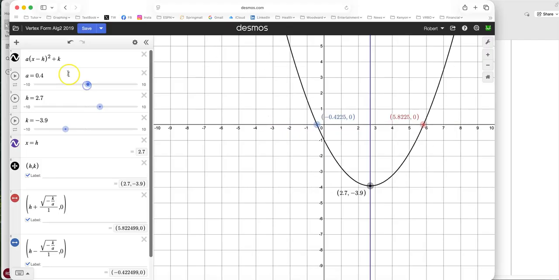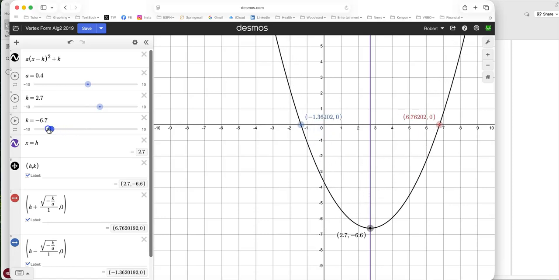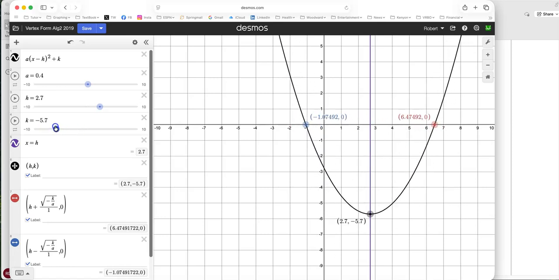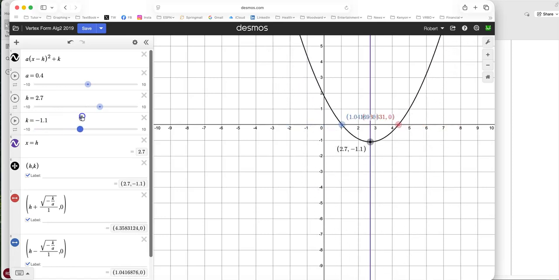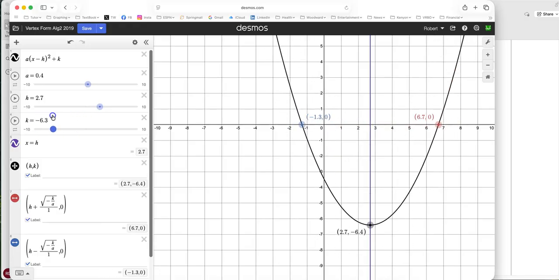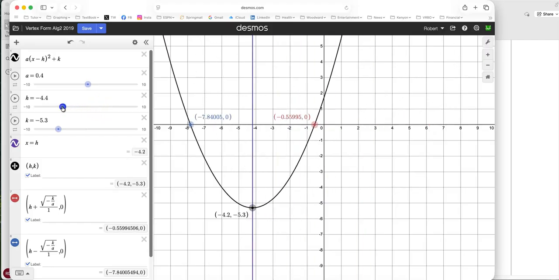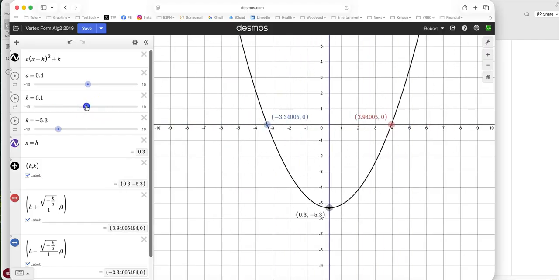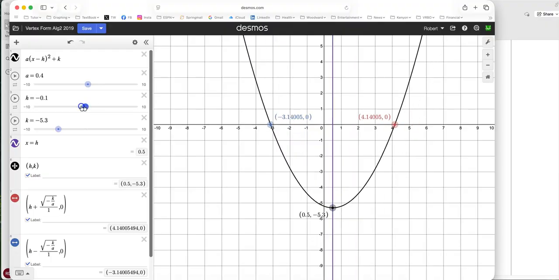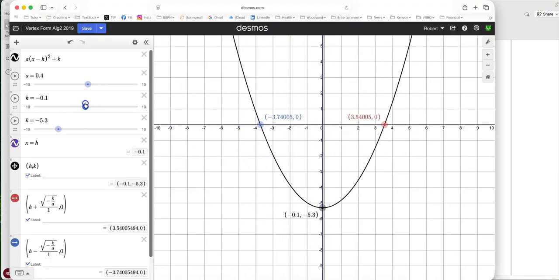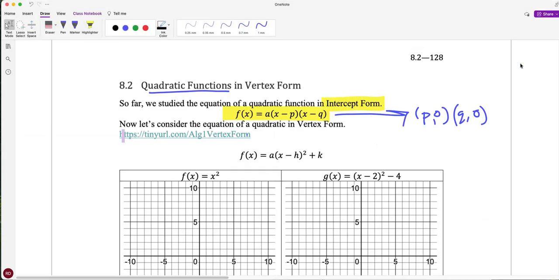Now, what about the k that's sitting out there by itself? What does the k do? It looks like the k moves the parabola up and down. And then what about the h? It looks like the h moves the parabola left and right. So this will help me decode how to graph some of these things.